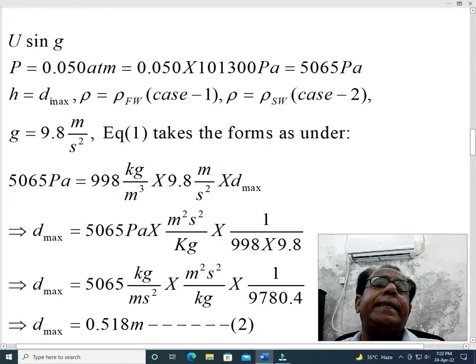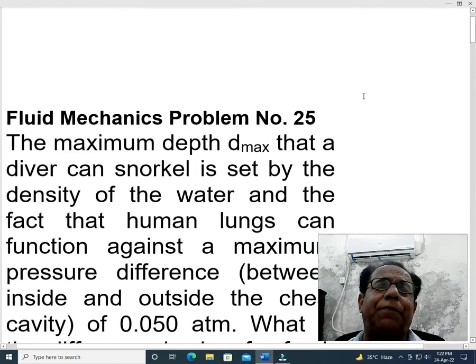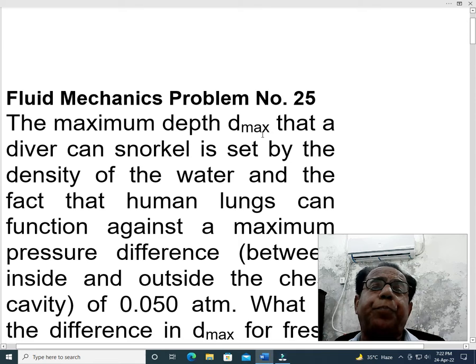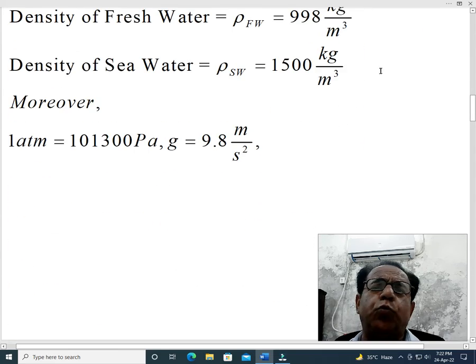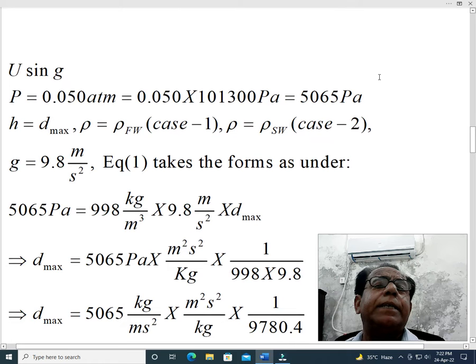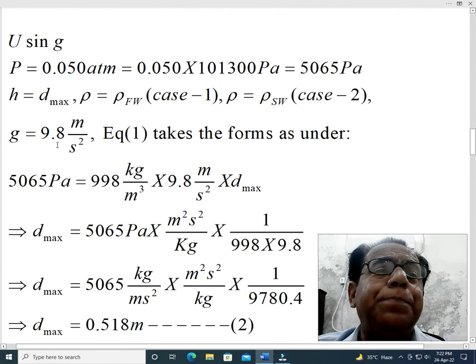D max and H are equivalent terms, the maximum depth. Dear students, what is depth? Depth and height are equivalent terms. Depth is downward, height is upward. It is sufficient, there is no need to explain further. So H and D max are alternate terms.